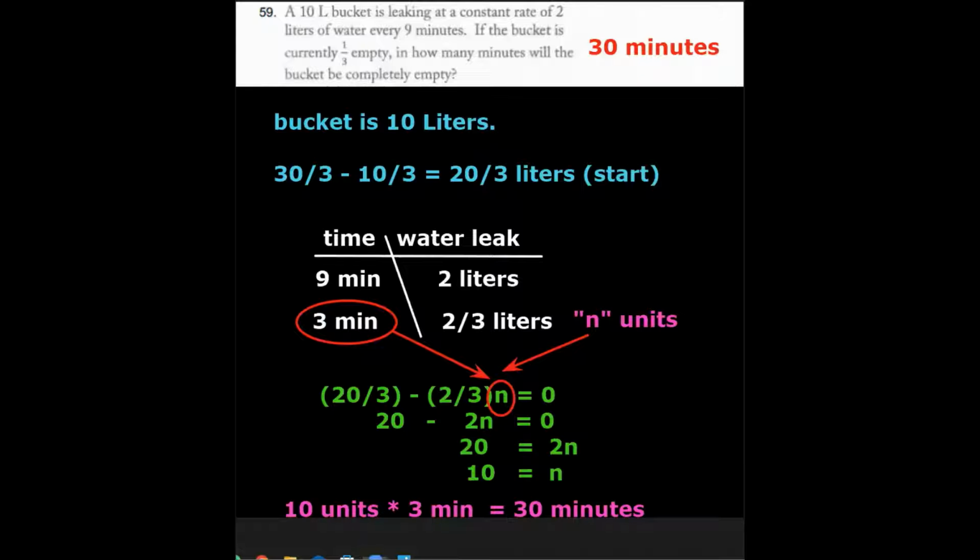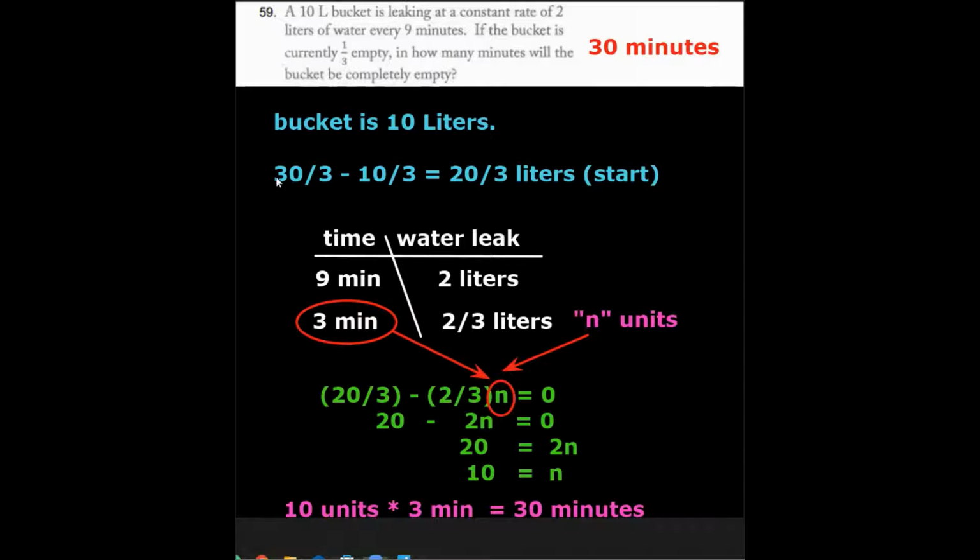Question 59. A 10-liter bucket is leaking at a constant rate of 2 liters of water for every 9 minutes. If the bucket is currently 1/3 empty, how many minutes will the bucket be completely empty? Well, the bucket is 10 liters total, and it's already leaked out 1/3. So let's see, 1/3 of itself.